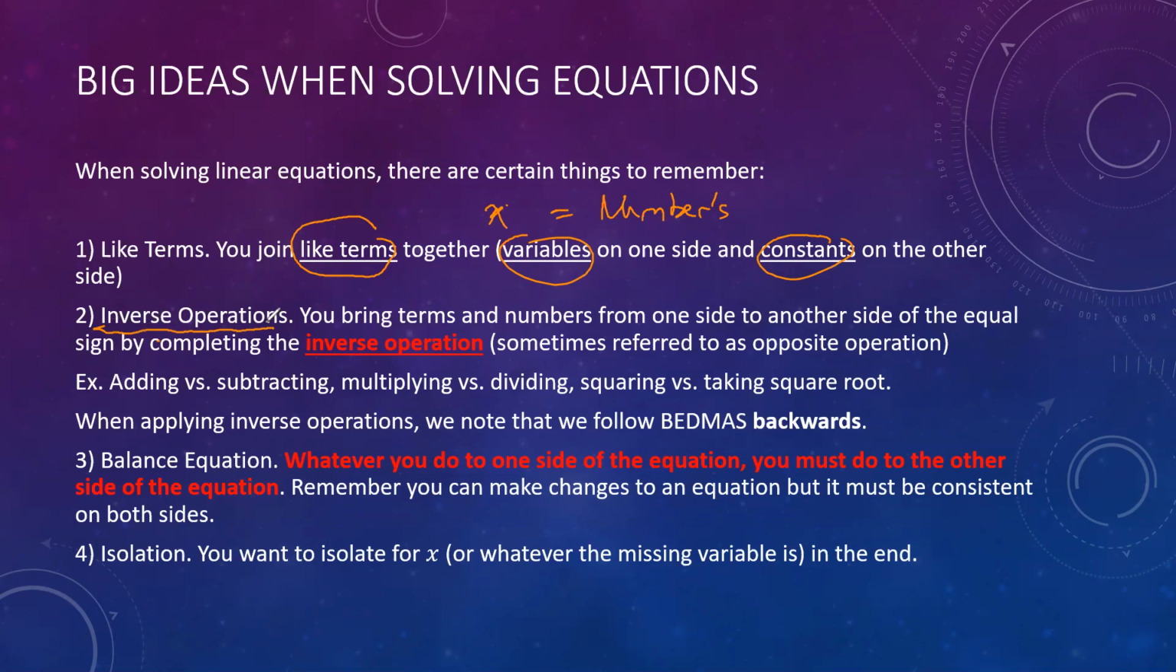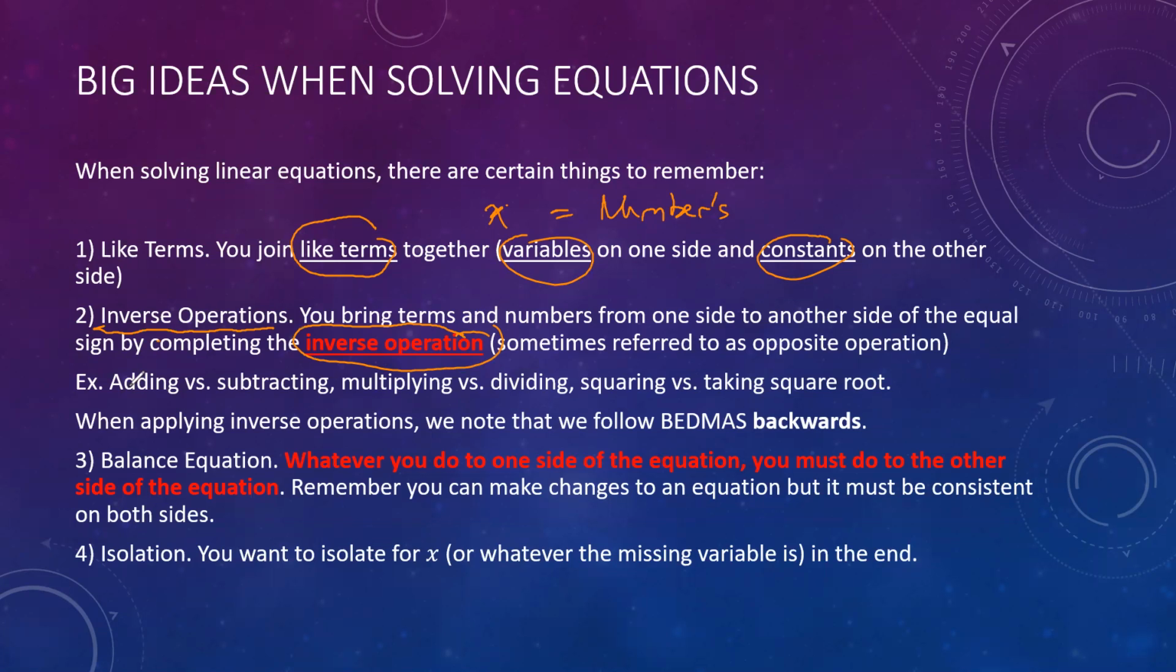And you do this by using something called inverse operations. And again, inverse operations, you have learned about this before. You probably just never seen that word. It's basically operations that cancel each other out. So for example, adding cancels out subtracting, multiplying cancels out division, right? Squaring cancels out taking the square root.